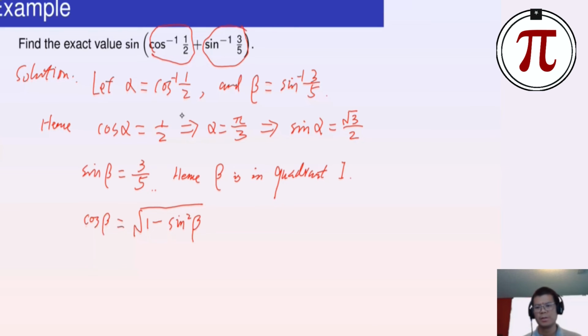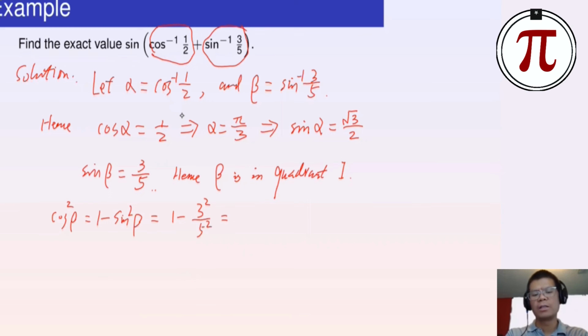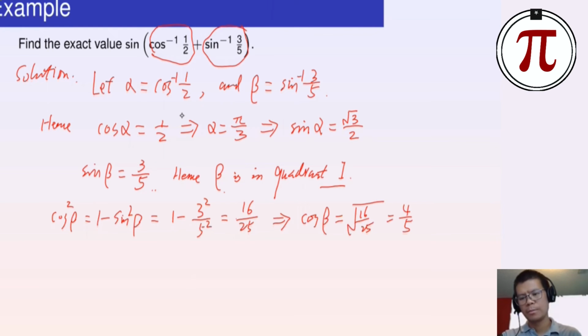Anybody remember this? Or you can just write what we did before: cosine squared beta equals 1 minus sine squared beta, which equals 1 minus 9/25, so that is 16/25. And since beta is in quadrant one, cosine is positive, so cosine beta equals square root of 16/25, which is 4/5. Does that make sense? Good. Now everything we need is found.